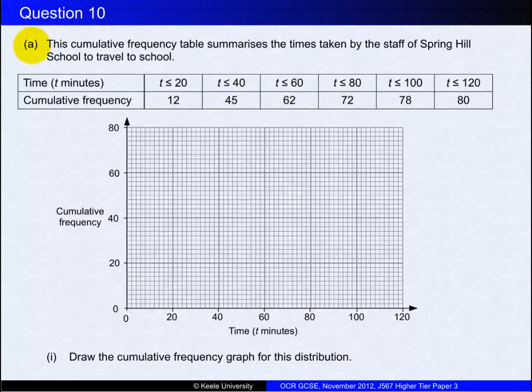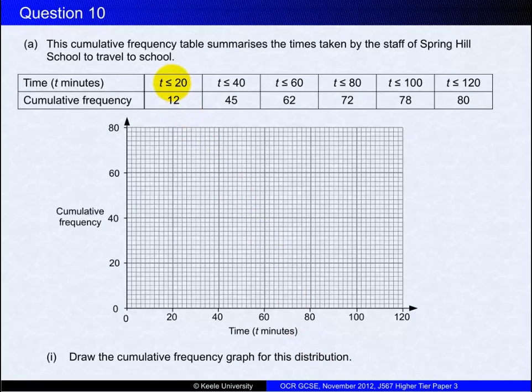Question 10, Part A. This cumulative frequency table summarises the times taken by the staff of Spring Hill School to travel to school. We've got the times, t-minutes, and the cumulative frequencies. Part 1. Draw the cumulative frequency graph for this distribution.